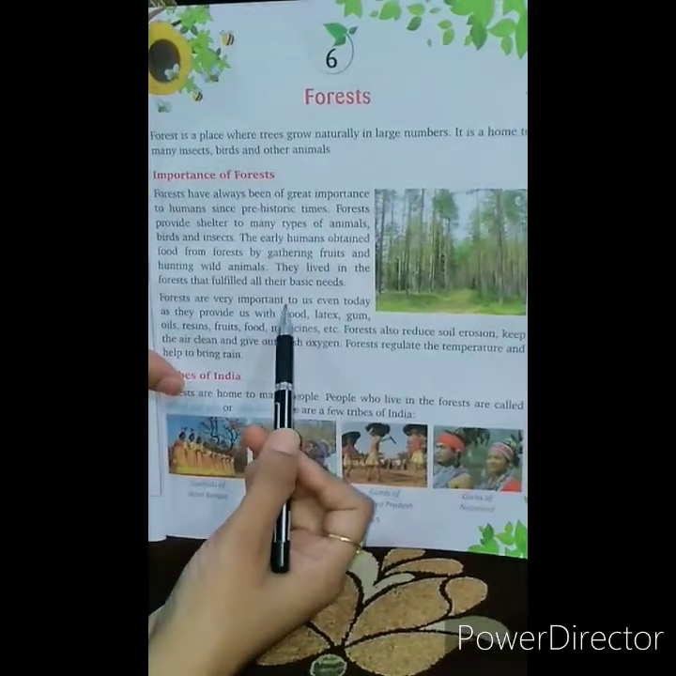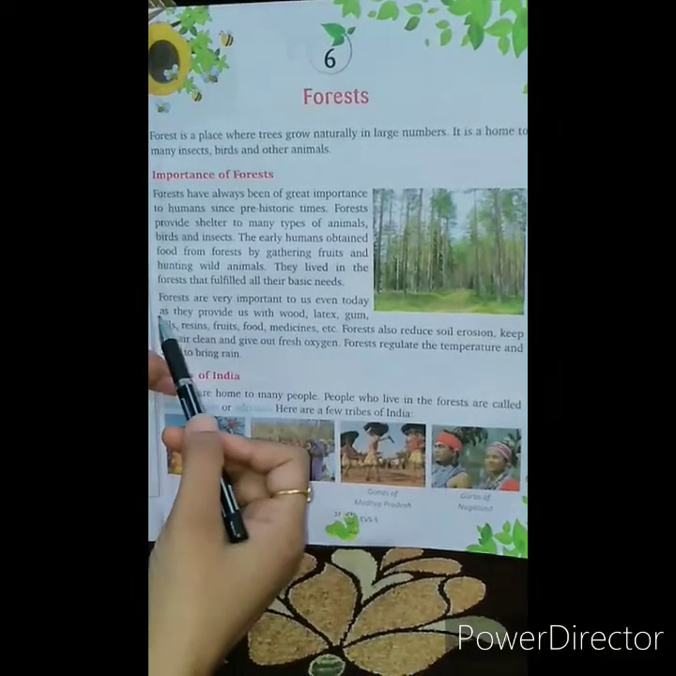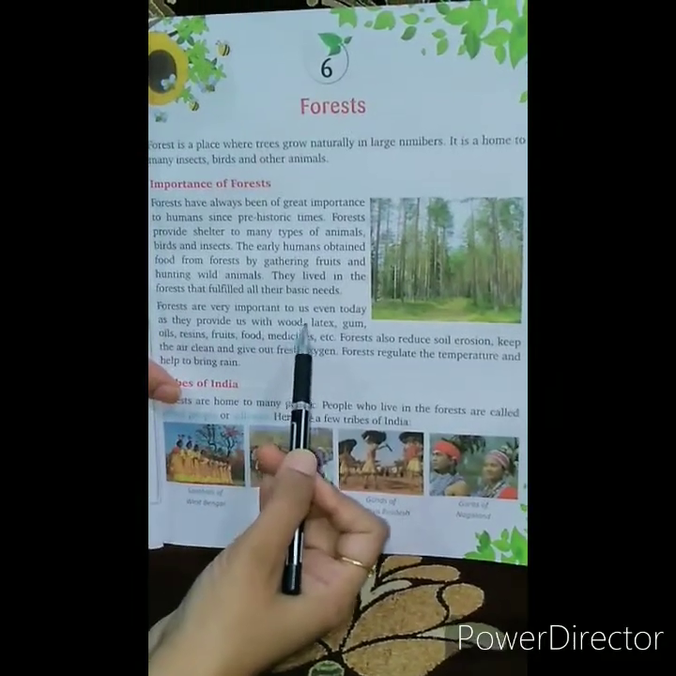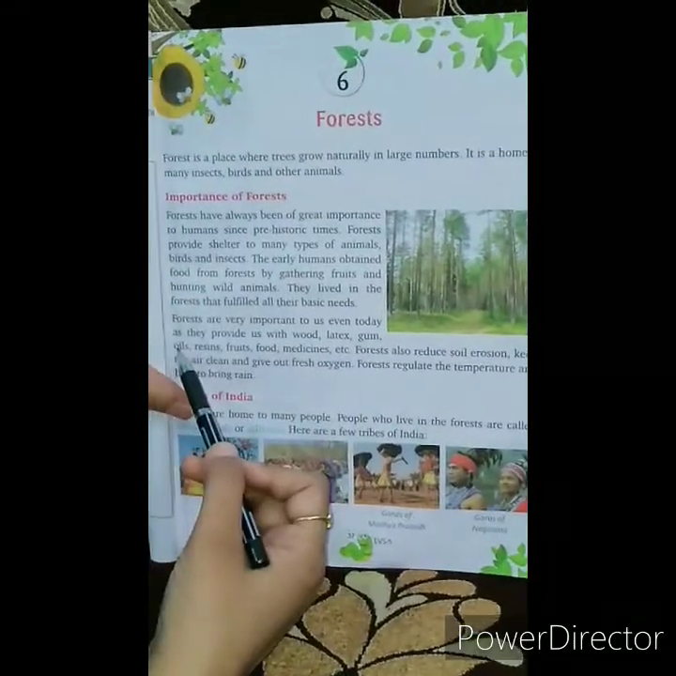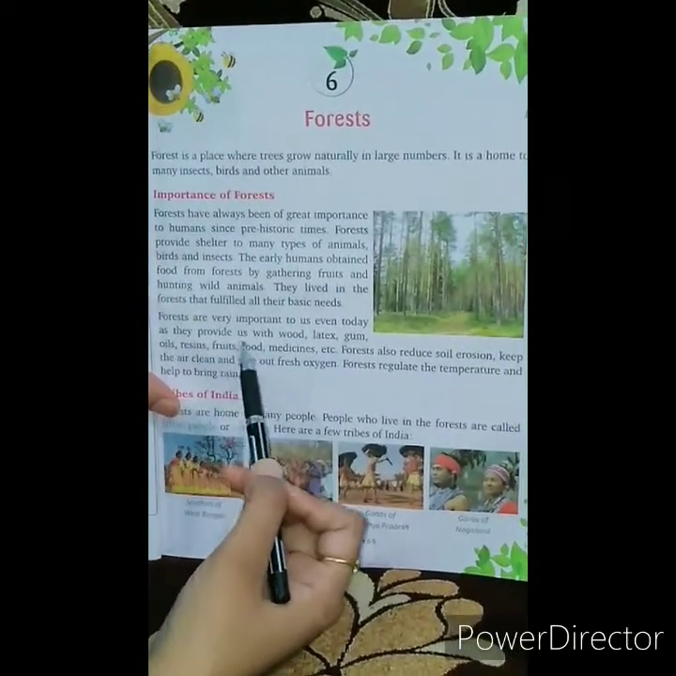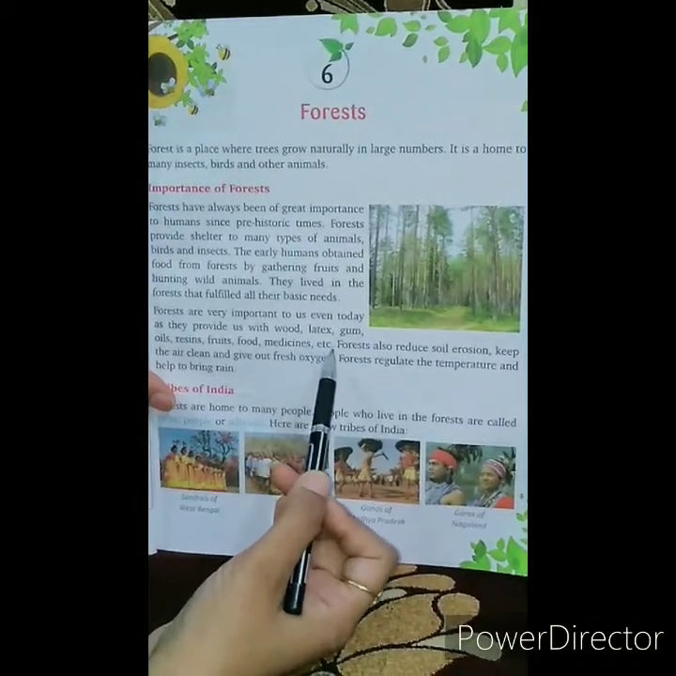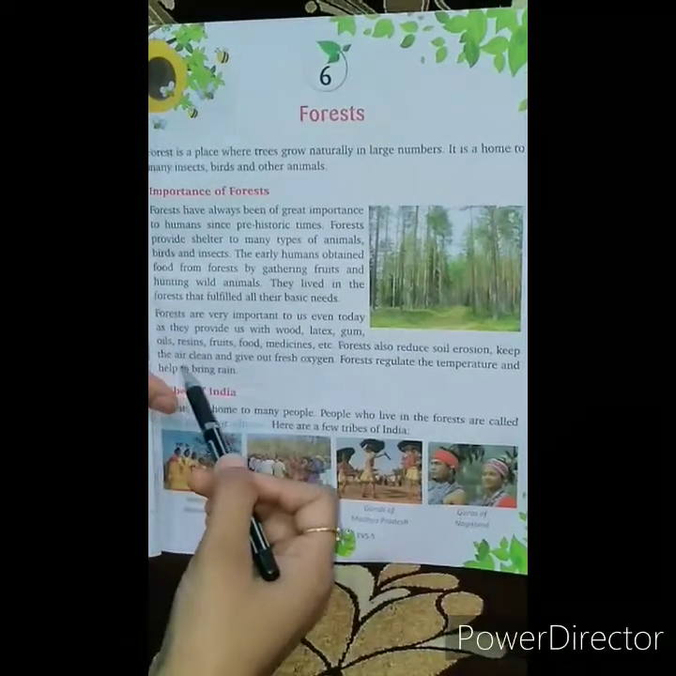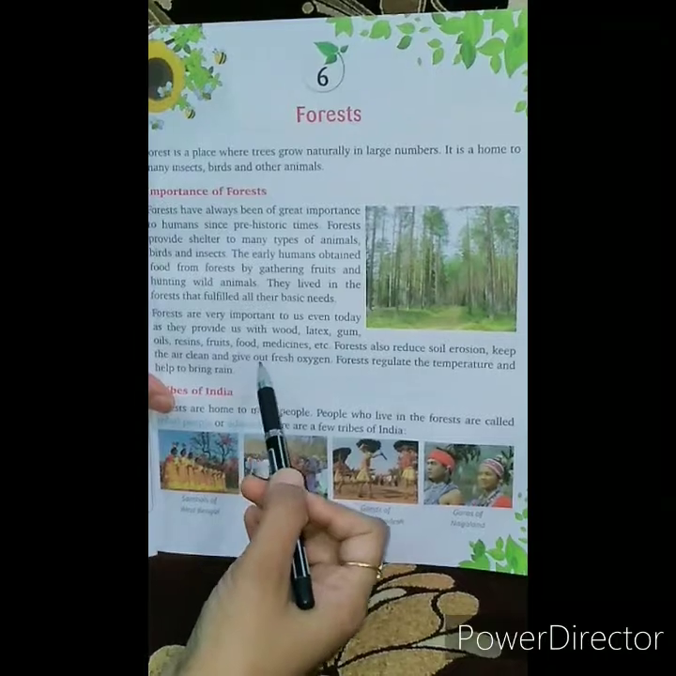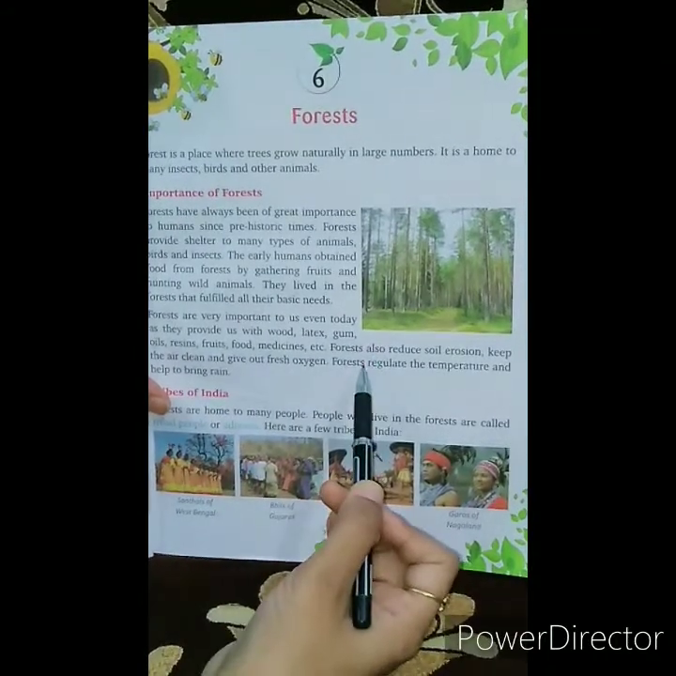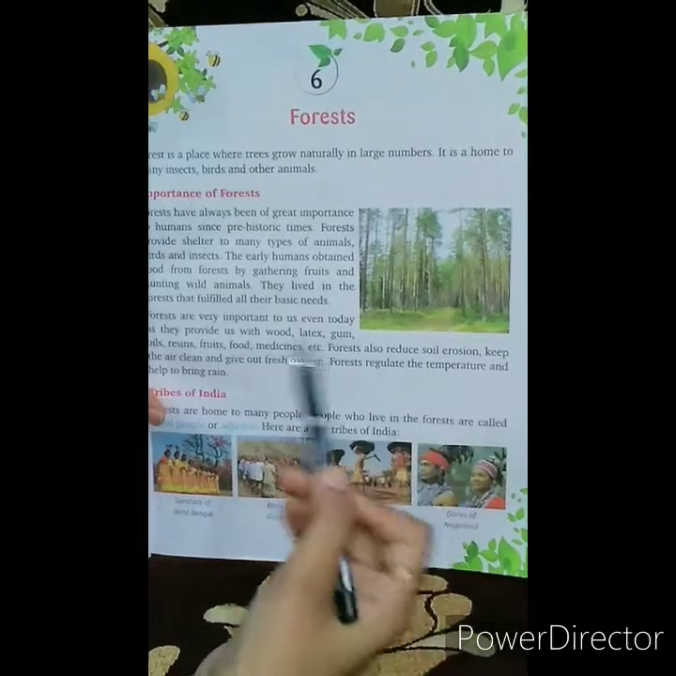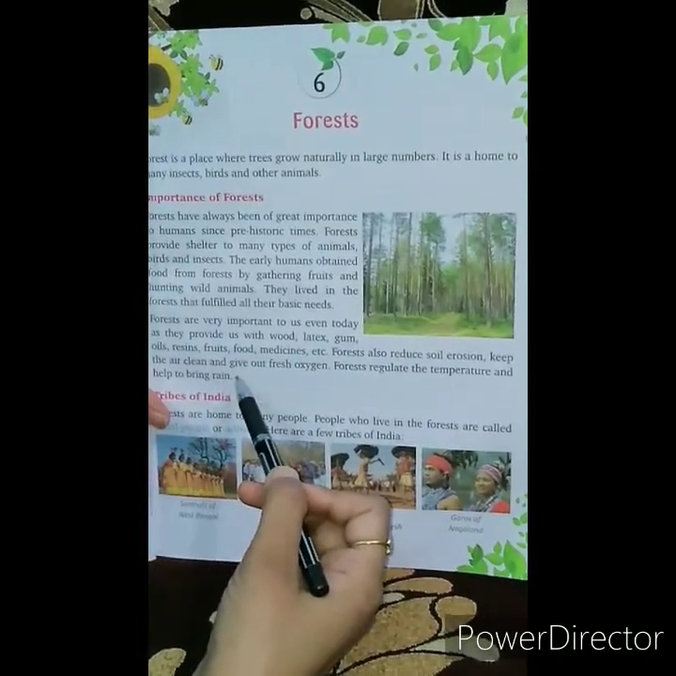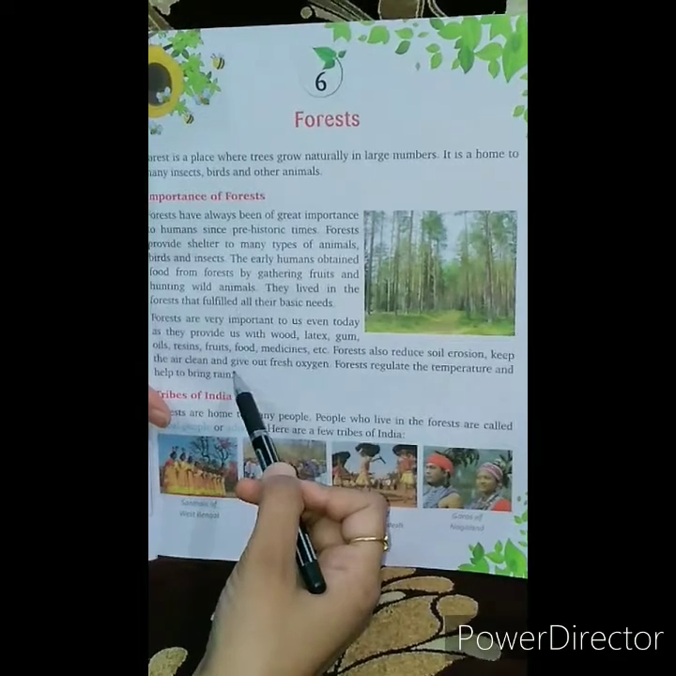Forests are very important to us even today as they provide us with wood, latex, gum, oils, resins, fruits, food, medicines, etc. Forests also reduce soil erosion, keep the air clean and give out fresh oxygen. Forests regulate the temperature and help to bring rain. Then I will explain this para. So let's understand what this paragraph means.